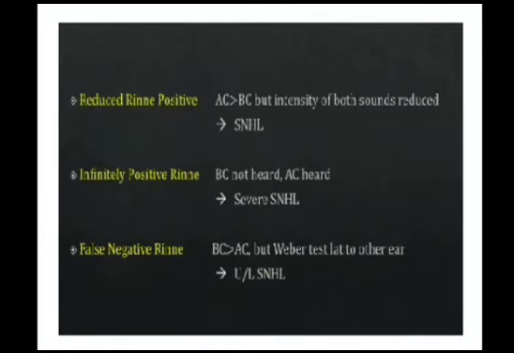Reduced Rinne positive means AC is more than BC but the intensity of both sounds is reduced. That means SNHL. Infinitely positive Rinne: BC not heard, AC heard. That means severe SNHL. There is another case which is false negative Rinne. That means BC is more than AC but Weber test lateralizes to the other ear. That means severe SNHL.